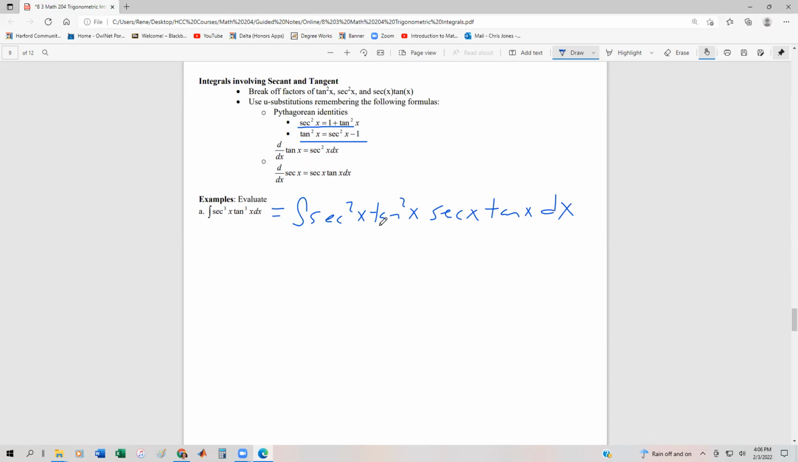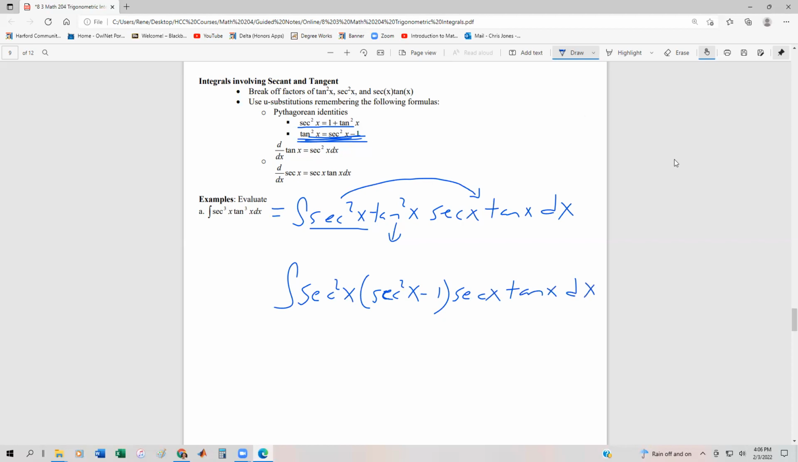Now, if we can get the entire integral in terms of secant, remember the derivative of secant is secant tangent. If we use the u-substitution right now, we could get rid of secant squared, and we could get rid of the secant x tangent x dx, but we couldn't get rid of this tangent squared. So here's what we're going to do. We use a Pythagorean identity on tangent squared and turn it into sec squared minus 1. So we have the integral of sec squared x times the quantity sec squared x minus 1, and then we have secant x tangent x dx.